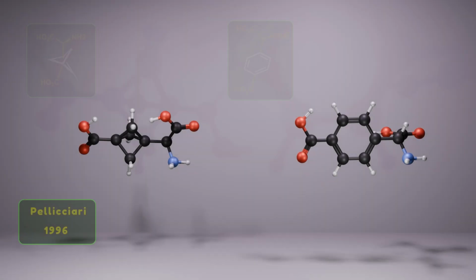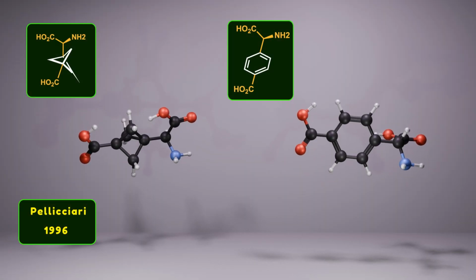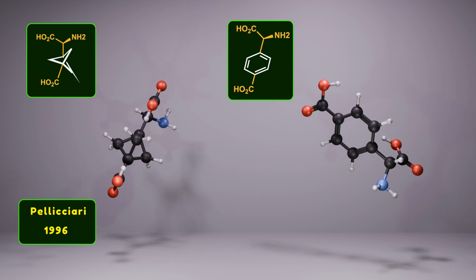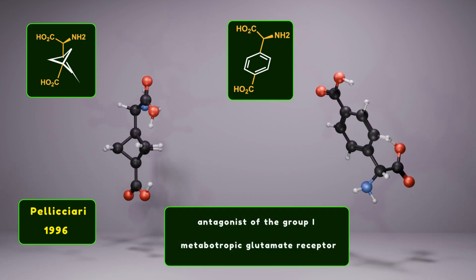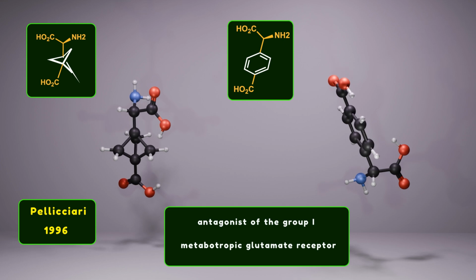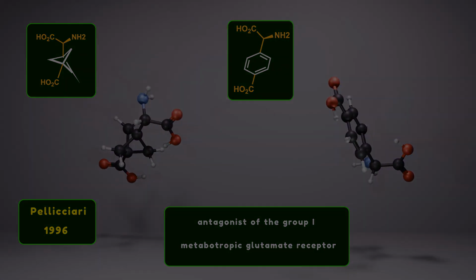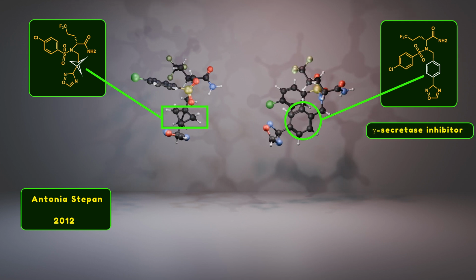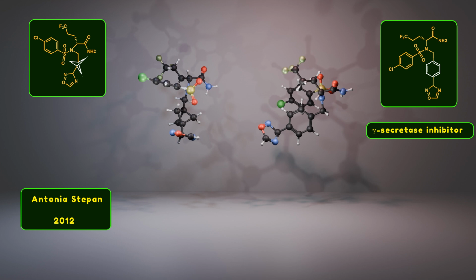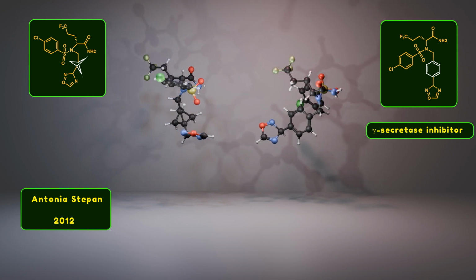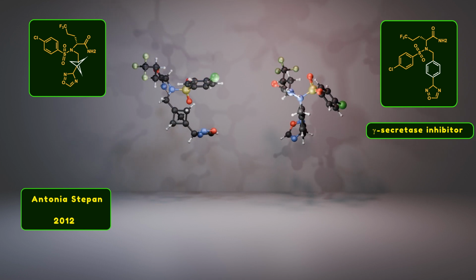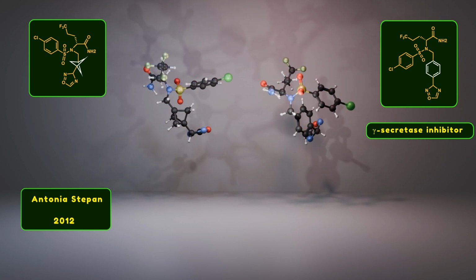For example, in 1996, Pellicciari discovered that the BCP-containing amino acid was 3 times more active than its benzene analog as an antagonist of group 1 metabotropic glutamate receptor. In another case, in 2012, Antonio Stepan replaced a fluorophenyl moiety in a γ-secretase inhibitor with a BCP unit. This bioisosteric modification improved activity, water solubility, and metabolic stability, and reduced lipophilicity compared to the benzene analog.